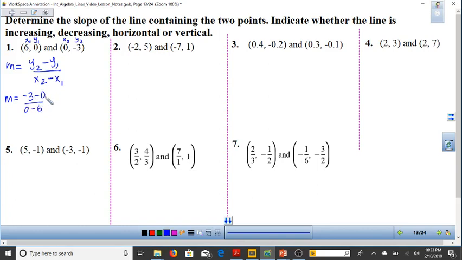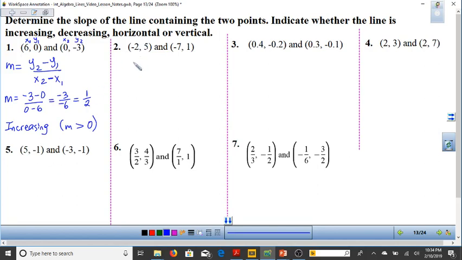So it's -3 minus 0 over 0 minus 6, which is -3 divided by -6. We simplify that, divide top and bottom by -3, we get +1 over 2. So the slope is half. Since this slope is positive, this line is increasing because the slope is a number that's greater than 0. A positive slope means an increasing line. There you have it. It is that easy.